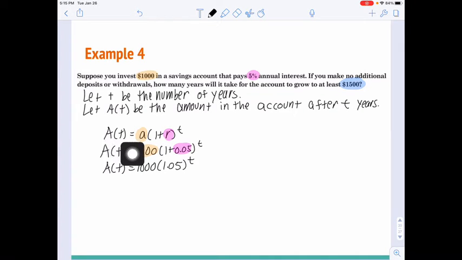So A of T equals our initial amount times 1 plus the rate raised to the number of time periods. Here we have an initial amount of 1,000 and a rate of 5%, like our previous problem. So we have 1,000 times 1.05 to the t power. However, in this problem, instead of knowing how many time periods we have, we have a number that we're trying to get to. So that's actually going to be the amount after so many years.